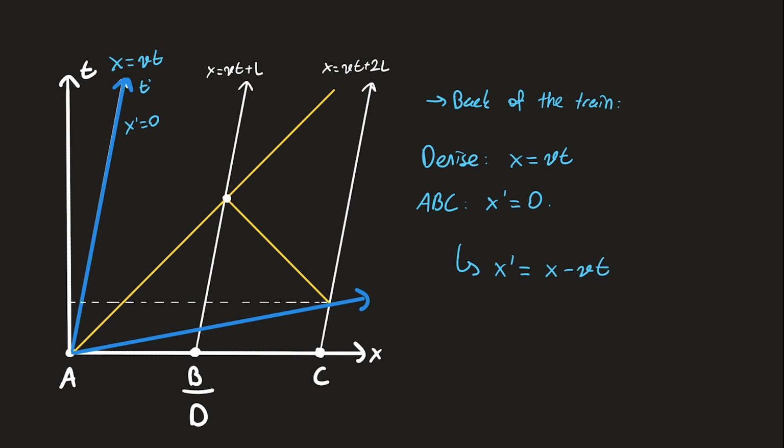This is basically the train people saying to Denise, well, whatever x it is you measure, just subtract all that v times t nonsense, because the back of the train is at rest, it's not moving. And that's our primitive transformation. So if they were to measure Bob's position instead, on the train frame it would be x prime equals L, but on the ground frame it would be x equals vt plus L.